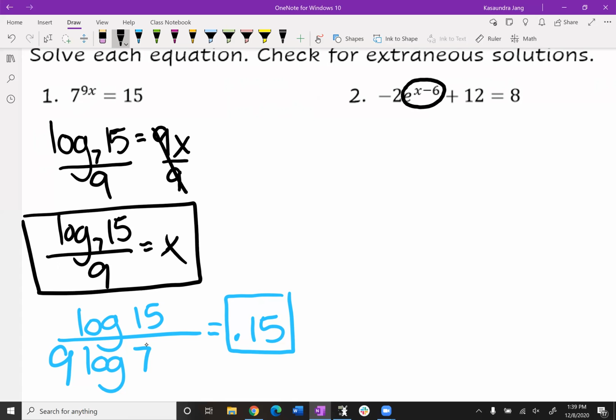Don't you use natural logs for this one? I will, you're right. Eventually I will have to use a natural log, but first, that stuff I circled, the base to the exponent, I want that by itself. So how do I get rid of the -2 and the 12? How do I get rid of that stuff?